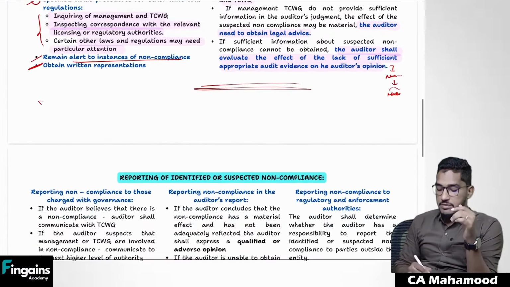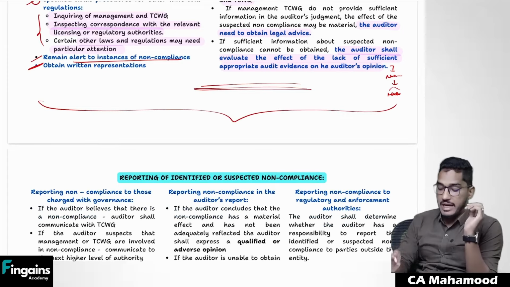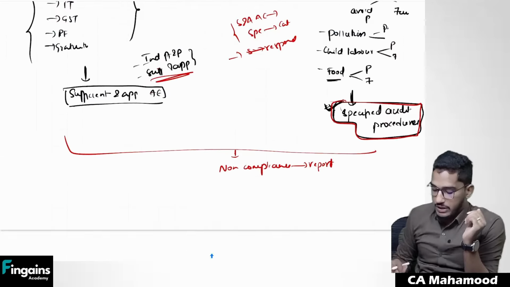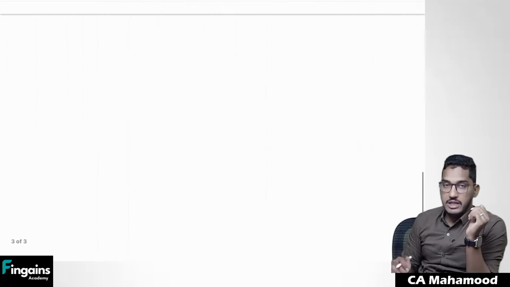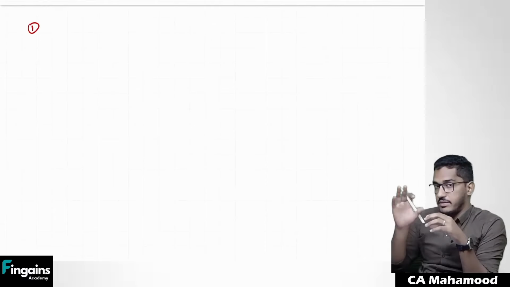So finally, after performing all these audit procedures, you will have observations. Now, depending on those observations, you will consider the impact on your opinion. There could be three circumstances. First, I will talk about how non-compliances will have an impact on the opinion. You obtained audit evidence and you came to know that all the laws and regulations are complied with. You performed all the audit procedures as said now, and you concluded there is no non-compliance.